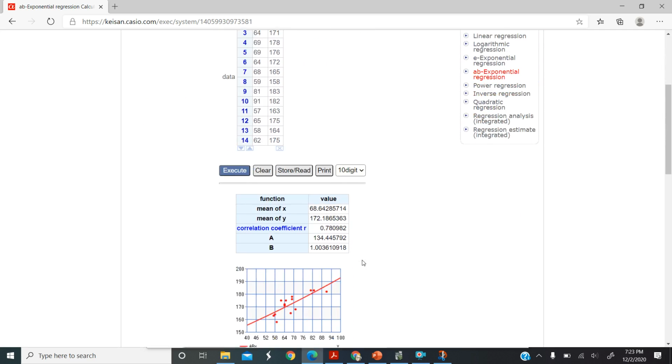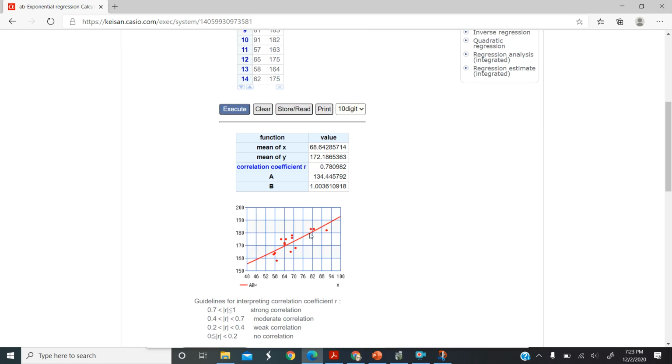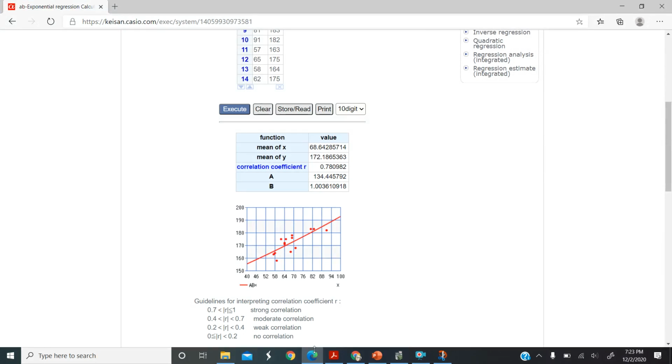Whenever it pops up, it gives you the A value, the B value, and it also gives you the correlation coefficient. Obviously, it's different because it's a different set of data, but it gives you everything that you need for the equations as well here.